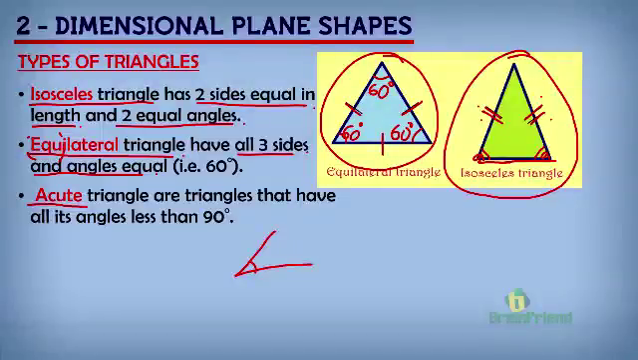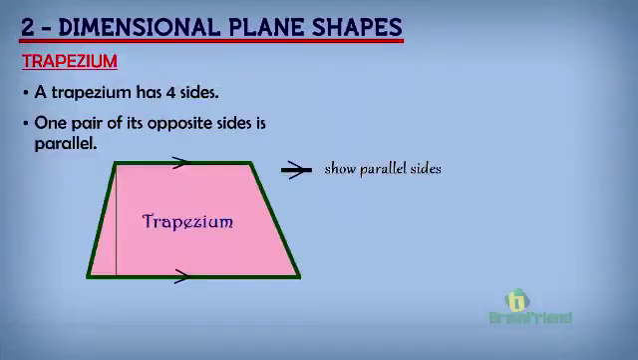Now, let's look at other kinds of shapes. We've learned all about triangles. Let's move on to learn about another 2D shape known as a trapezium. Trapezium is also another exciting kind of 2-dimensional shape. It has 4 sides, and it has 1 pair of its opposite sides to be parallel.